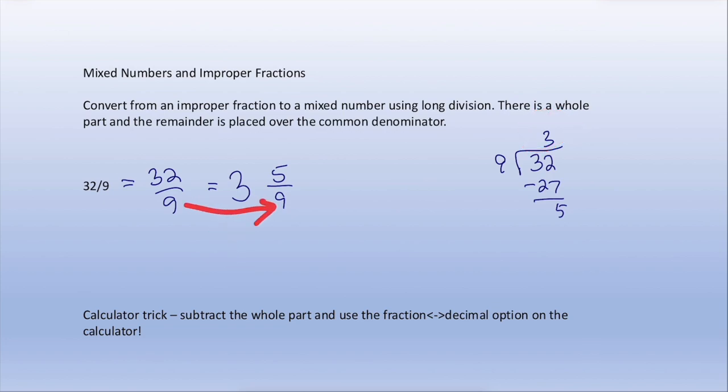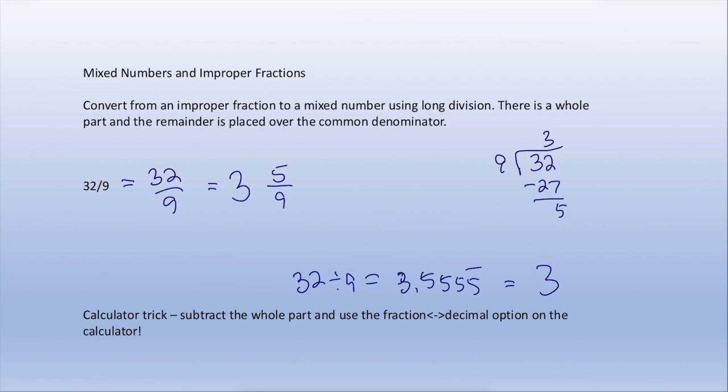Your denominator came over. This is your remainder. Okay. Another thing you can do is the trick that they show down at the bottom. If you do 32 divided by 9 on your calculator, you get 3.555555 repeated. The 3 is your whole part.